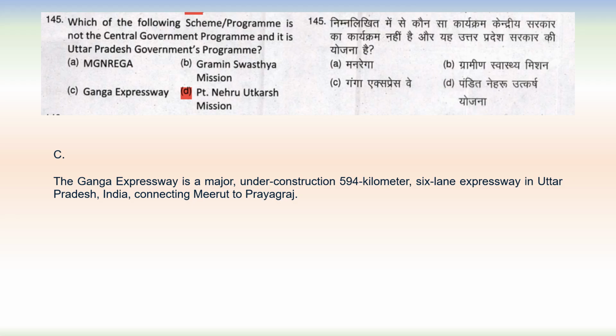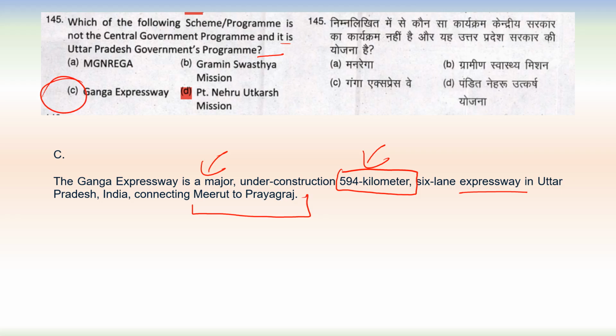Next one, which of the following schemes or programs is not a central government program and is under the Uttar Pradesh government? The Ganga Expressway is a major under-construction 594 kilometer 6-lane expressway in Uttar Pradesh, India, connecting Meerut to Prayagraj. So this is the Ganga Expressway. This is the Uttar Pradesh government's program.